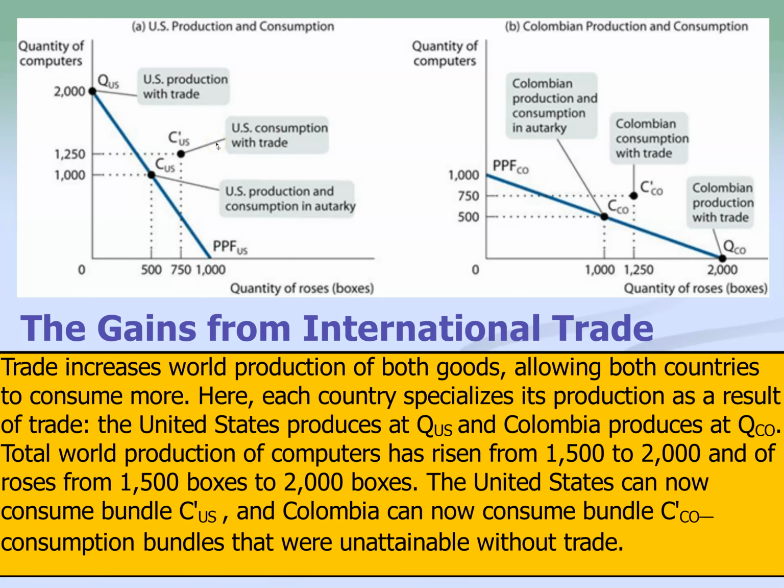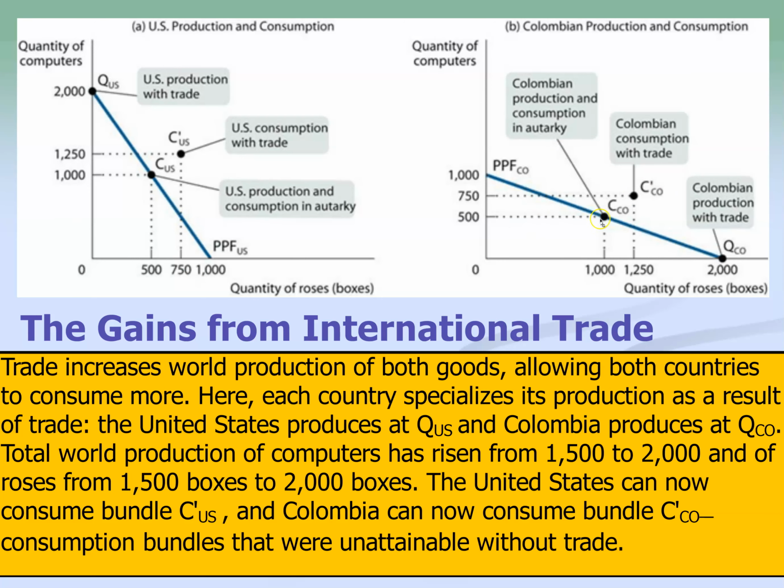Remember, we can't produce beyond the PPF, but we can consume beyond it if we specialize and trade with other countries in order to do so. And that's the point that they're trying to make here, is that the United States, while it can only produce 1,000 computers and produce 500 roses, they can now consume 1,250 computers and 750 roses, well beyond what their PPF was capable of. And Colombia, just the same.